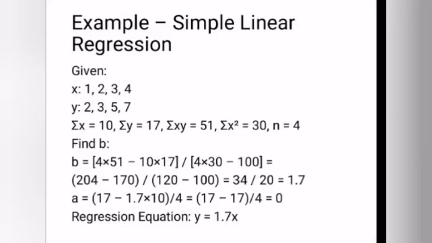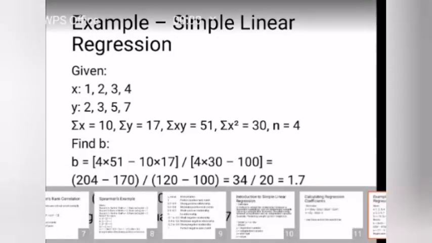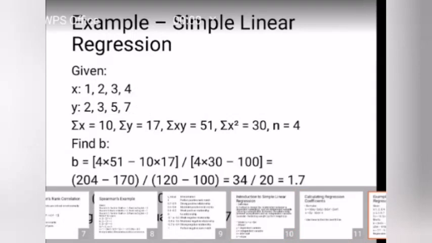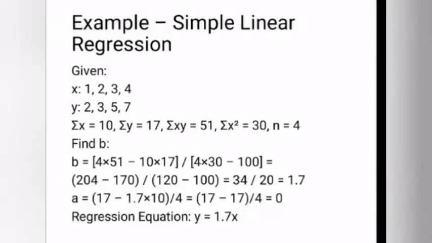So we have 17 minus 17 over 4. So your answer is 0. So you put it in your equation of y, and that was y is equal to a plus b times x. So you have a is 0, that's 0 plus 1.7x. So the 0 is going to cancel itself out. So we have y is equal to 1.7x.